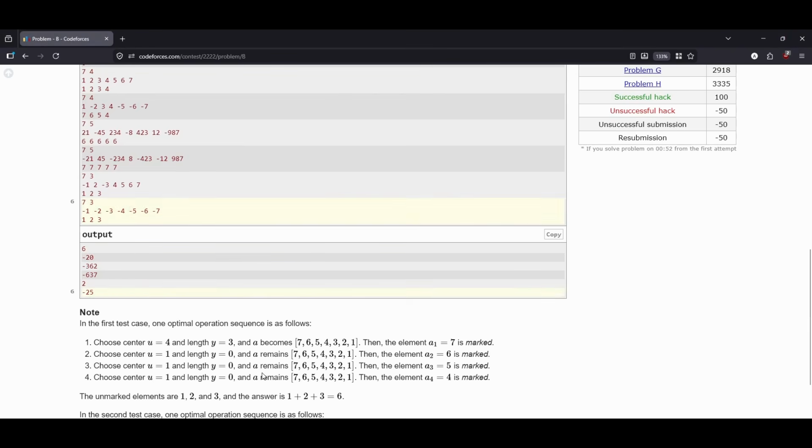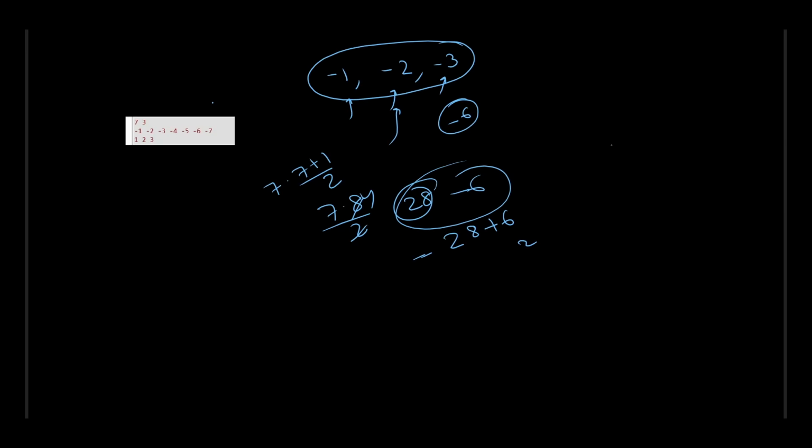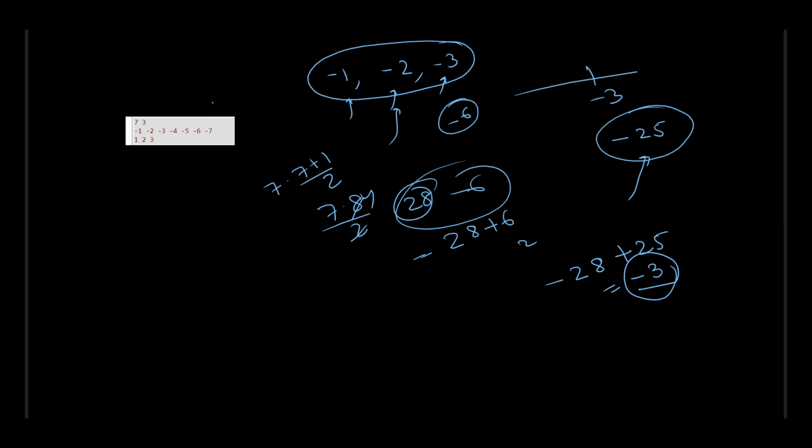And they are claiming that they can achieve -25. How can they claim, how can they achieve -25? If they are able to achieve -25, this means that they are coloring how many elements? -28 plus 25, which is -3. So their maximum sum is -3. So they are achieving a better sum than us. How come?